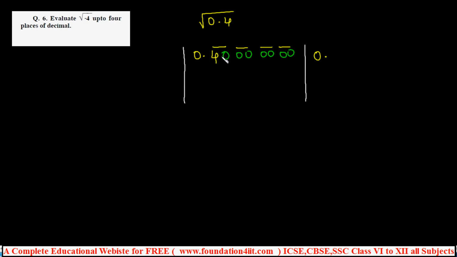40 is near to which perfect square? That is 6 into 6, 36, because 7 into 7 is 49, which is more than 40. But here and here the number should be the same, so 6 into 6 is 36. You subtract this, get 4, and take the next set down as it is. That means it becomes 400.